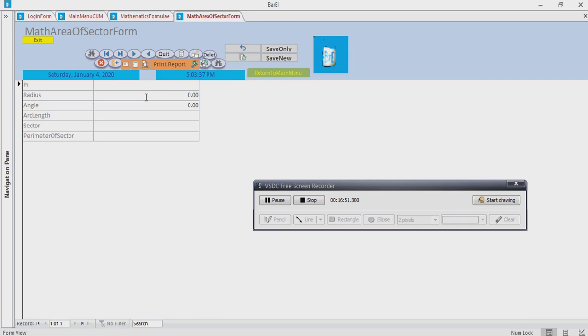Area of sector. If the radius is 10 and the angle is 20, then the arc length is 3.49, the area of the sector is 17, and the perimeter of the sector is 23.